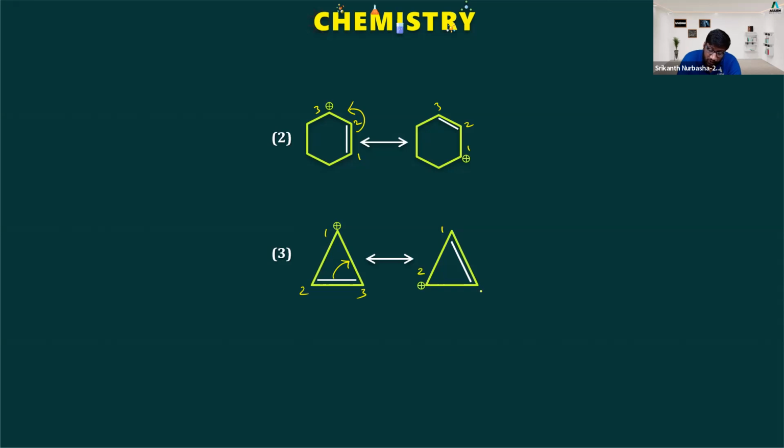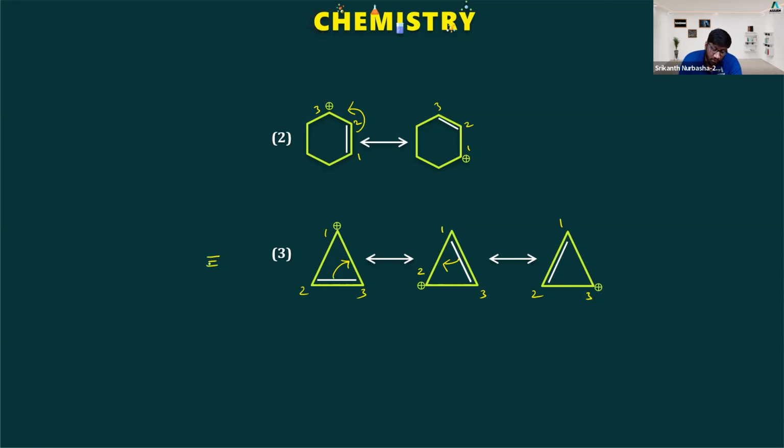Give numbering so that you can get an idea. So now 1, 2, 3. First carbon has positive charge, second has positive charge. Third can also have a positive charge if you write the resonance in this manner. So 1, 2, 3. All the 3 carbon atoms possess positive charge in one of the resonating structures, and the other 2 constitute a double bond.